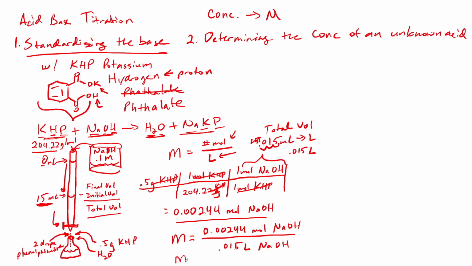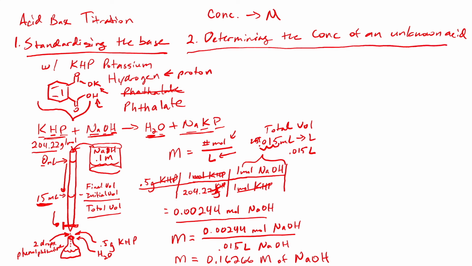And so I get the molarity or concentration of sodium hydroxide is actually not the 0.1 molar that was written on the bottle, but it's actually 0.16266 and a whole bunch more repeating decimals molar of NaOH. And so that number right there, the actual concentration of sodium hydroxide, is very important when we get to the second part, where we're trying to determine the unknown acid.